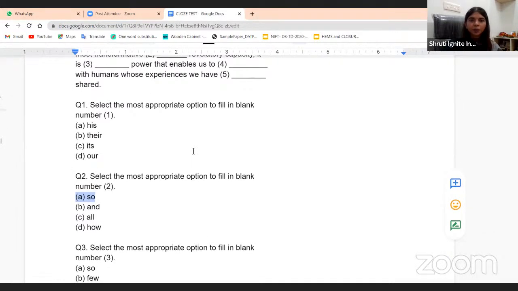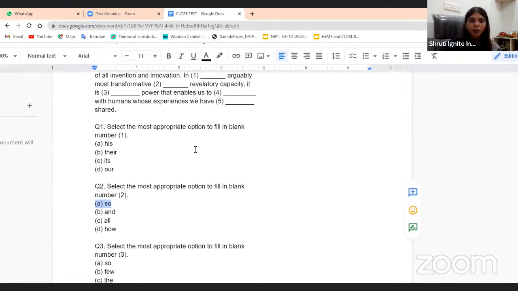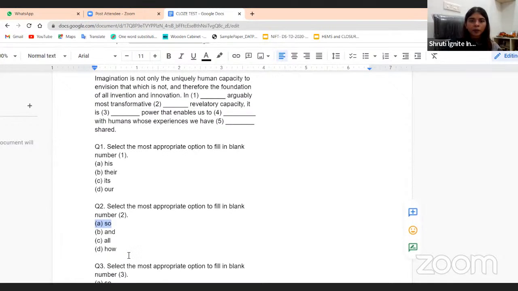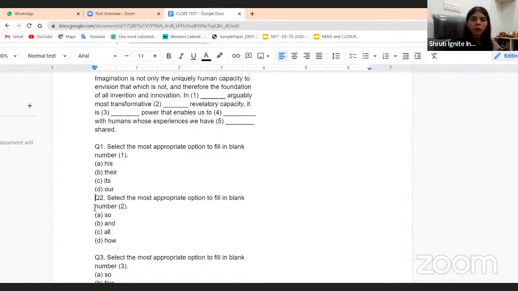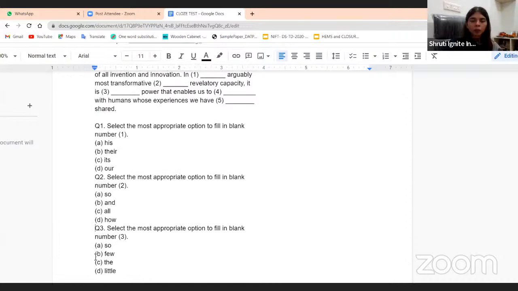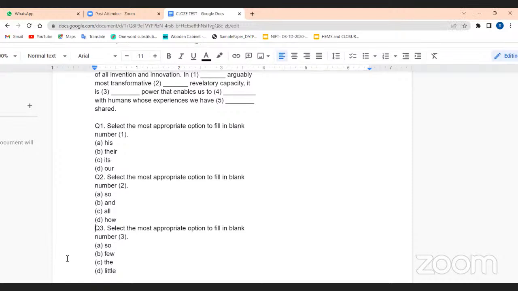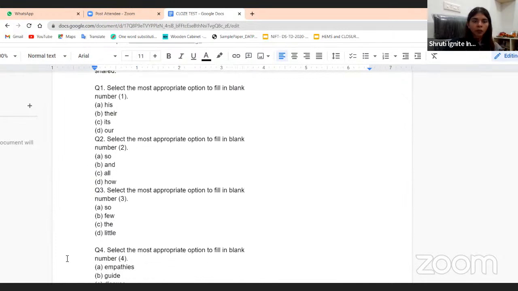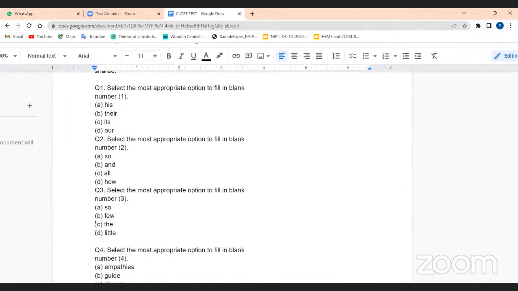Come to the next part. Okay, that gets really small. Hope it's visible. The last option is "little". The power. Correct. It's the power that enables us to. What is the correct answer? Option C, the.